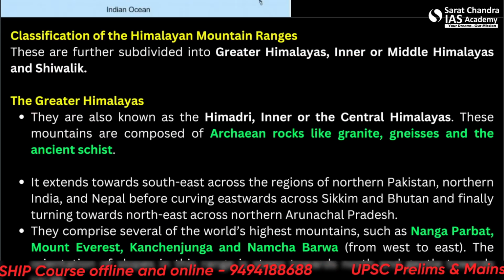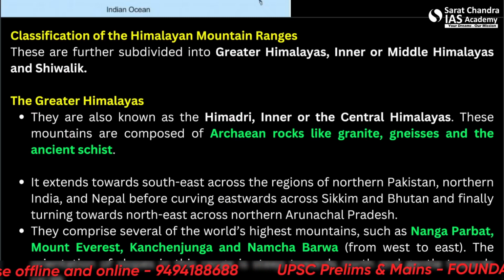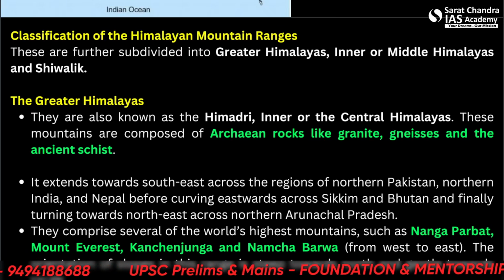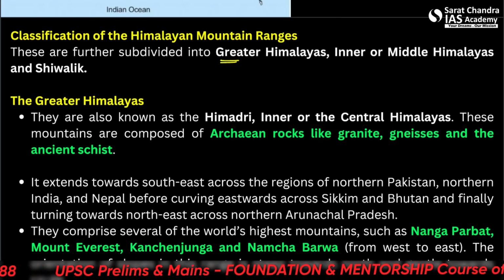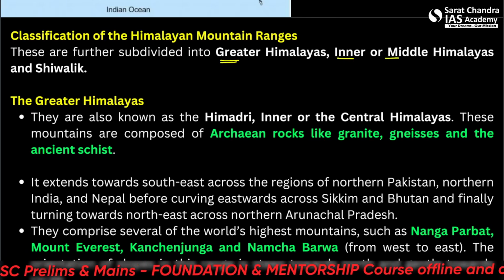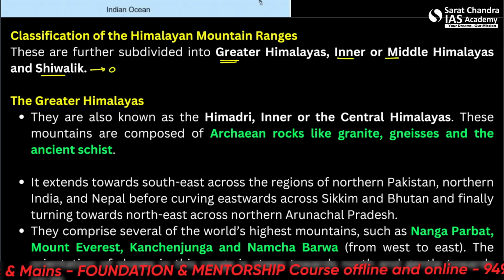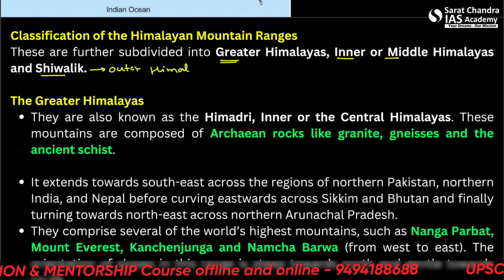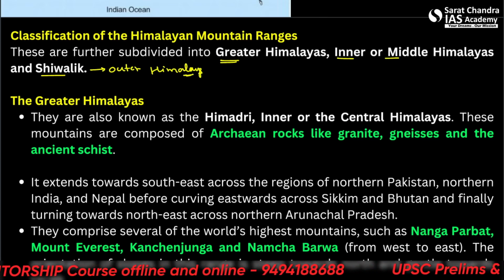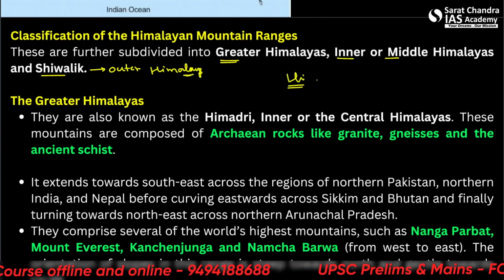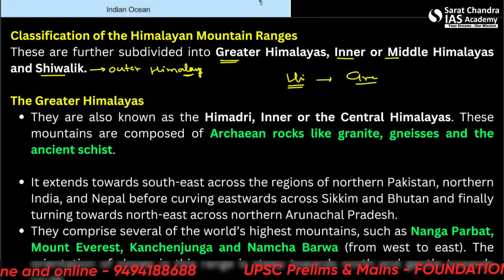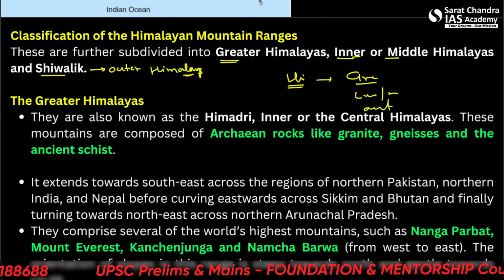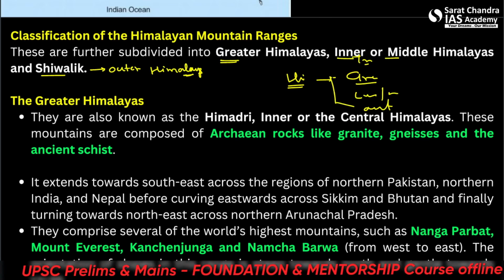Let's move and see classification of the Himalayan mountain ranges. So these are further subdivided into Greater Himalayas, Inner or Middle Himalayas, and Shivaliks, that are known as the Outer Himalayas. So Himalayas: Greater Himalaya, Middle or Lesser Himalaya, and Outer Himalayas, plus Trans Himalayas. So we'll be reading about these three.